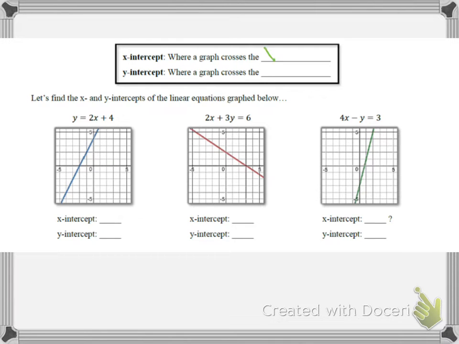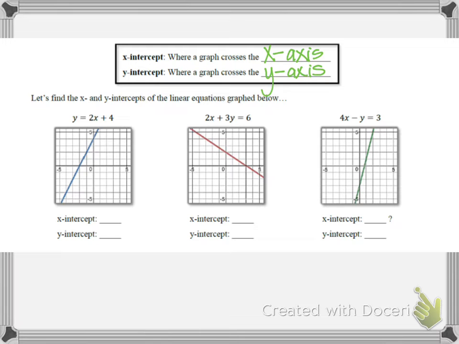The x-intercept is the point on the graph where the graph crosses the x-axis, so that's the horizontal axis, and the y-intercept is the point on the graph where the graph crosses the y-axis, or the vertical axis. So we have three linear equations graphed below, and all we're going to do is look at them and identify the x and y intercepts and write the complete ordered pairs.